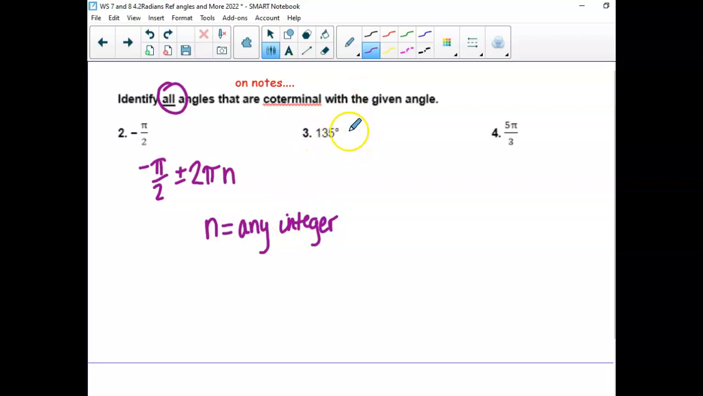All right, 135 degrees. Well, you would add or subtract what? Instead of 2 pi, you'd say 1 revolution in degrees would be 360 n. And usually we put the degrees, but I'm not going to be picky. And this one's back to radians, so you'd have, is that a 5 pi over 3?